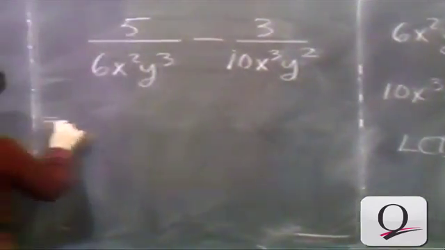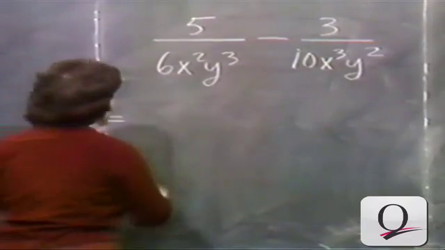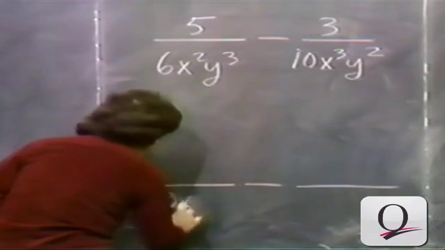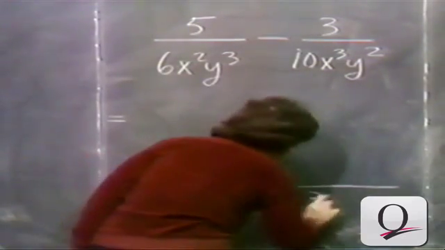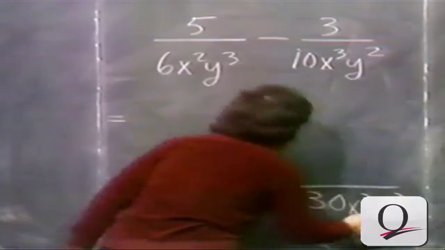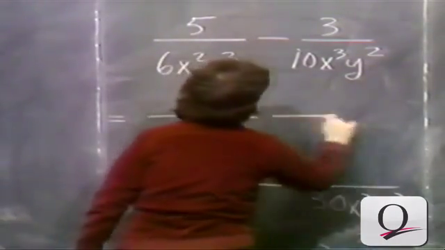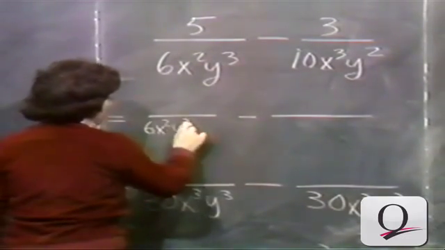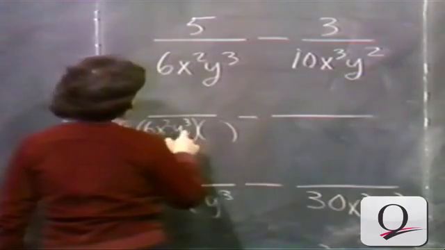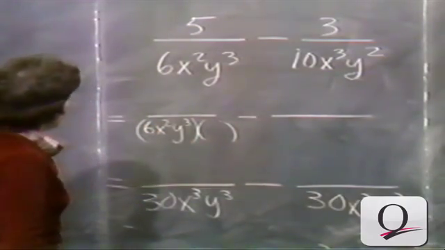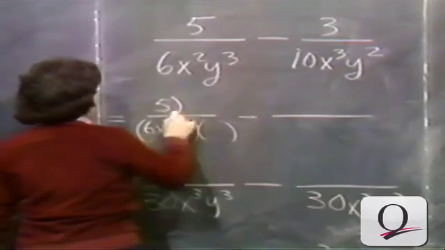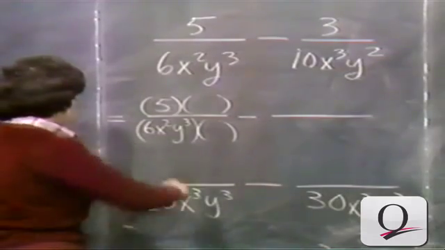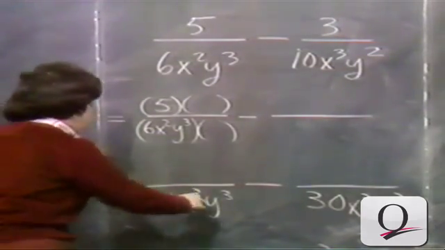All right, what we want to do is to get equivalent fractions here, each having the denominator 30x cubed y cubed. That's our goal. Okay, now we say, what would we have to multiply this denominator by to get 30x cubed y cubed? Whatever we multiply the bottom by, we'll also have to multiply the top by that same quantity.